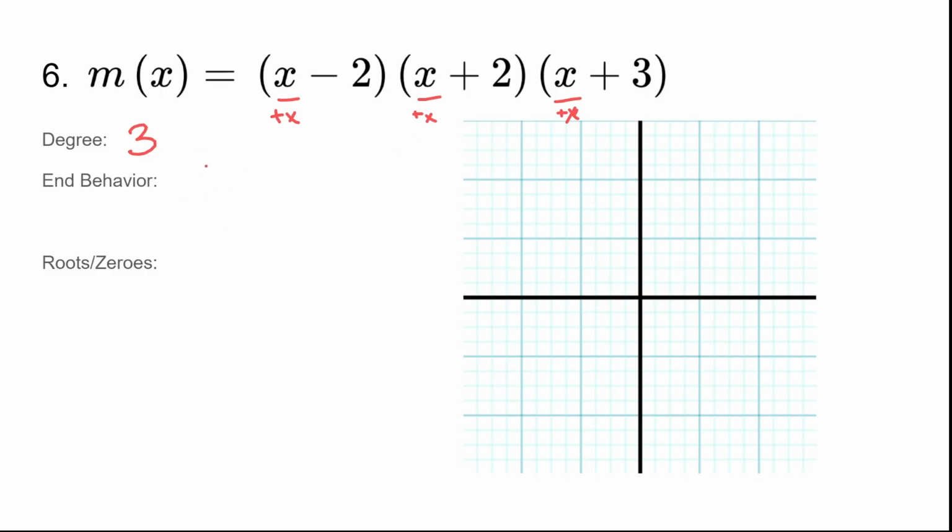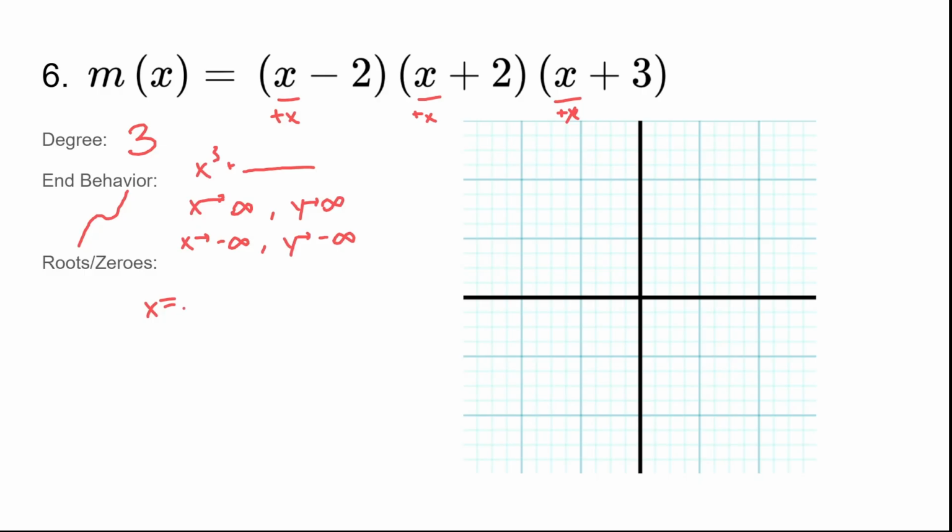So this is going to be x cubed plus something or other. So we know that it has a positive coefficient, and it's a third degree polynomial, so it's an odd degree, so it's going to look something like that. So as x goes to infinity, y also goes to infinity. As x goes to negative infinity, we have the opposite. y goes to negative infinity.